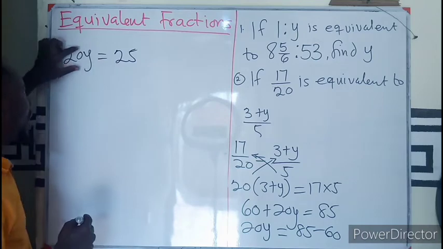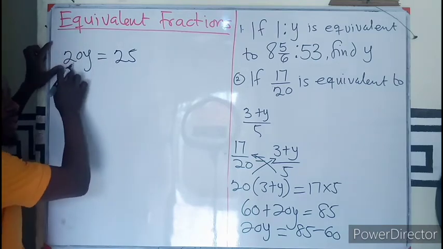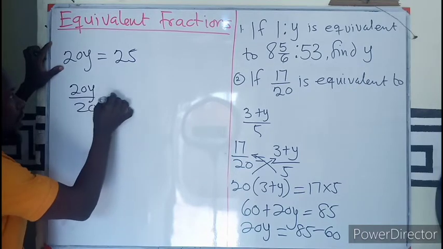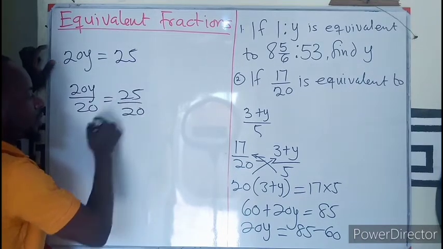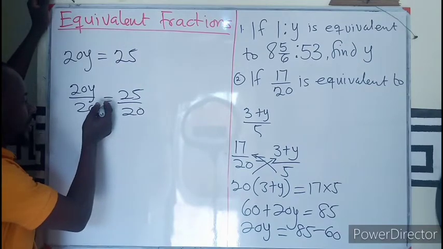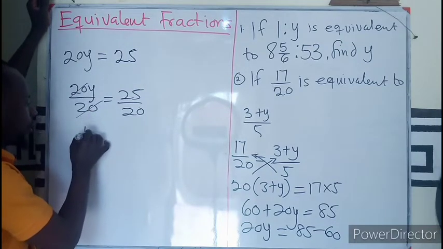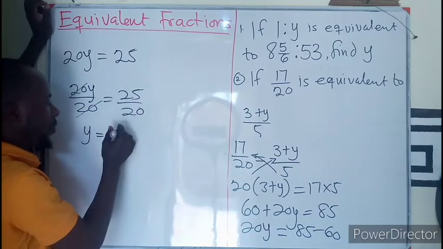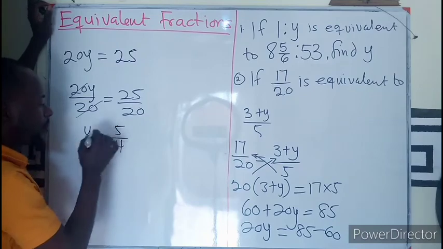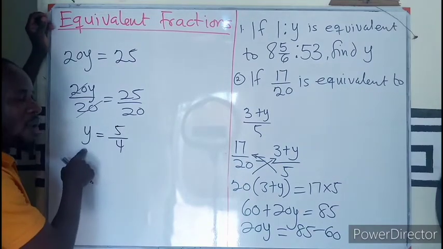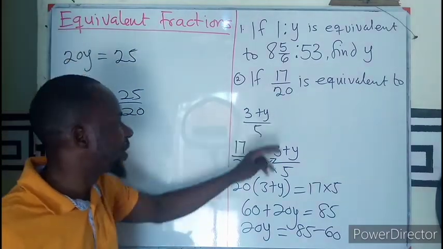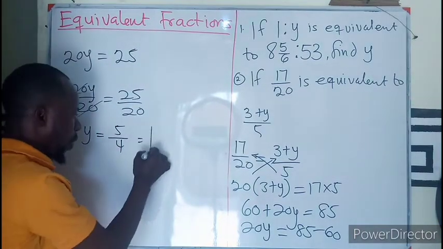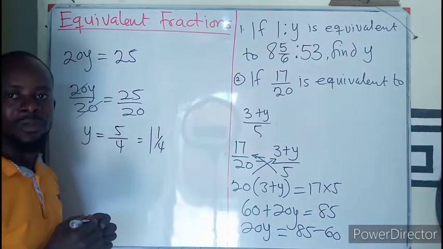So we clear the coefficient by dividing through by that coefficient. So 20y over 20 equals 25 over 20. Per cancellation, this will take care of this. Y is going to be, the common factor here is 5. 5 will go here, 5 will go here, what? 4. So it means the value of y in this expression is 5 over 4, or better still, one whole number, 1 over 4.